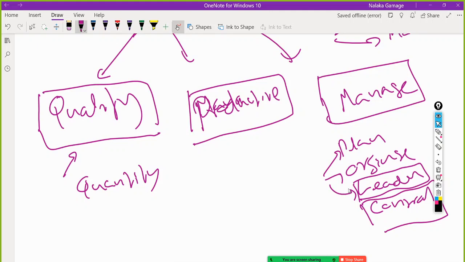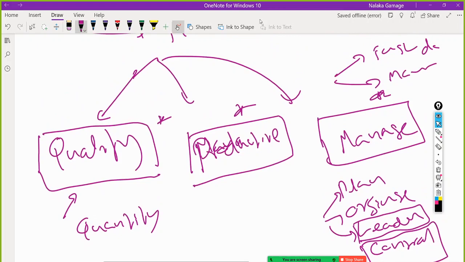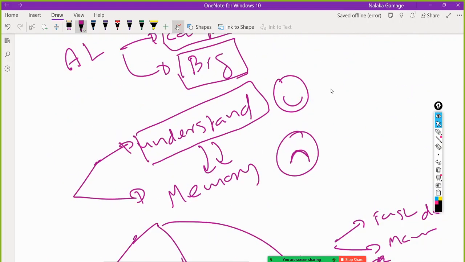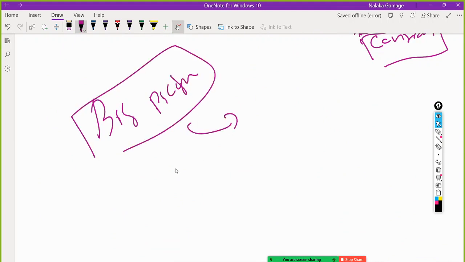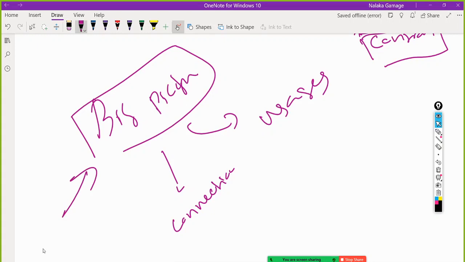So our concentration is quality, productivity, and management, and we are not relying on memory, we are relying on understanding. Okay, and also when you are studying a subtopic, first look at the big picture, right? Then dig into the topics and see the connections, right? See the connections, and also make sure that you know the practical usages, right? Practical usages, and also very important, ask why. Don't just concentrate on what.